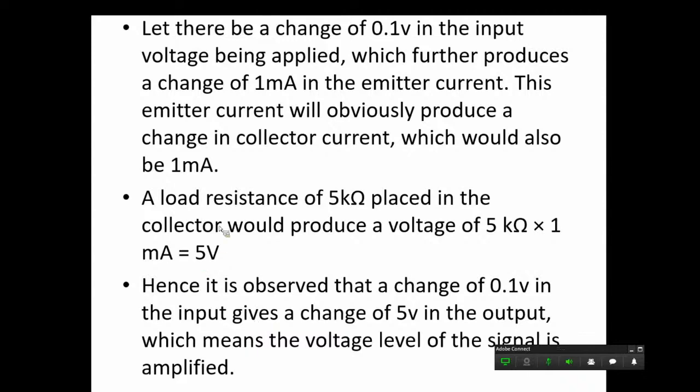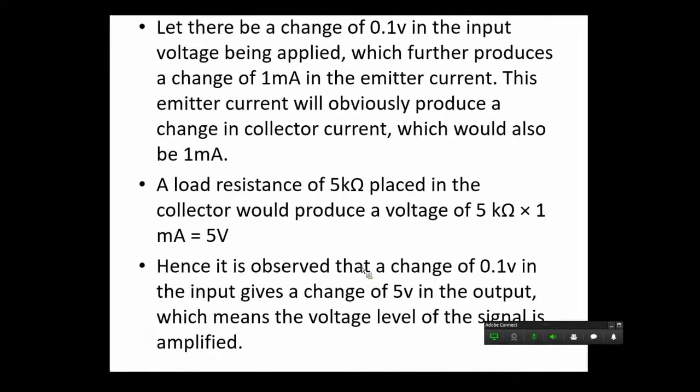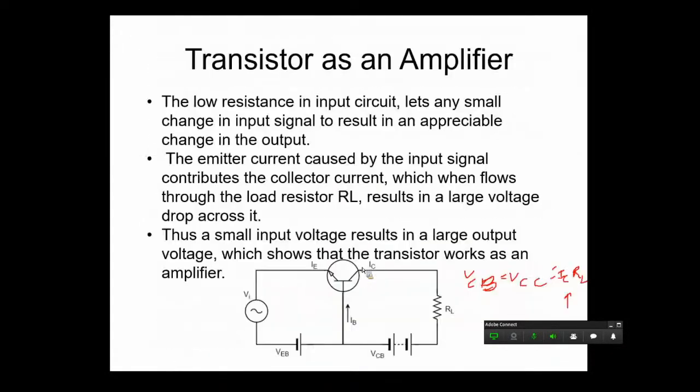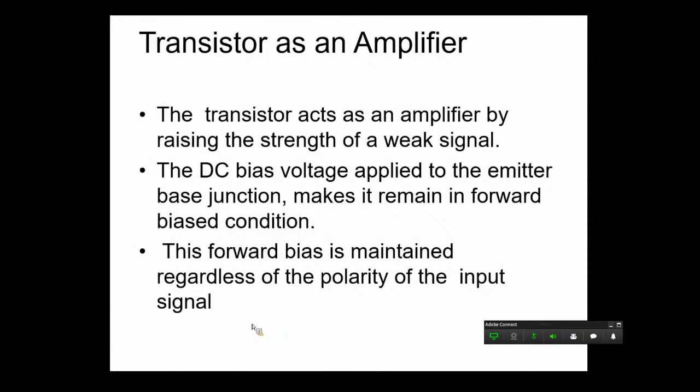So this configuration with an additional AC input signal is known as a voltage amplifier. This CB configuration with an additional AC input signal is known as the common base amplifier or voltage amplifier.